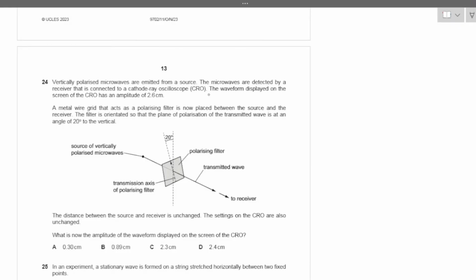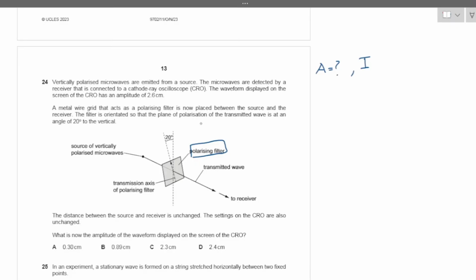What is now the amplitude of the waveform displayed on the screen of the CRO? A lot of information. The only thing you need to note down is what you are working with. They're asking us about amplitude. What we are going to work with is basically intensity, because you have a polarizing filter over here.